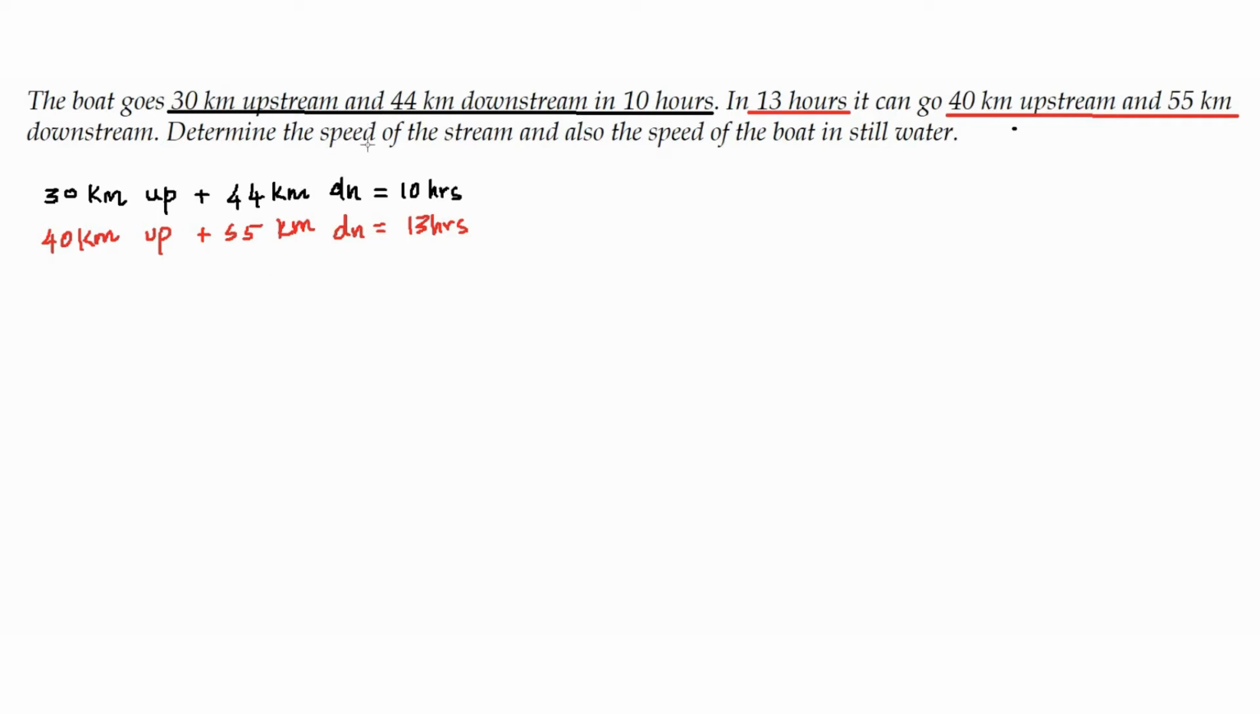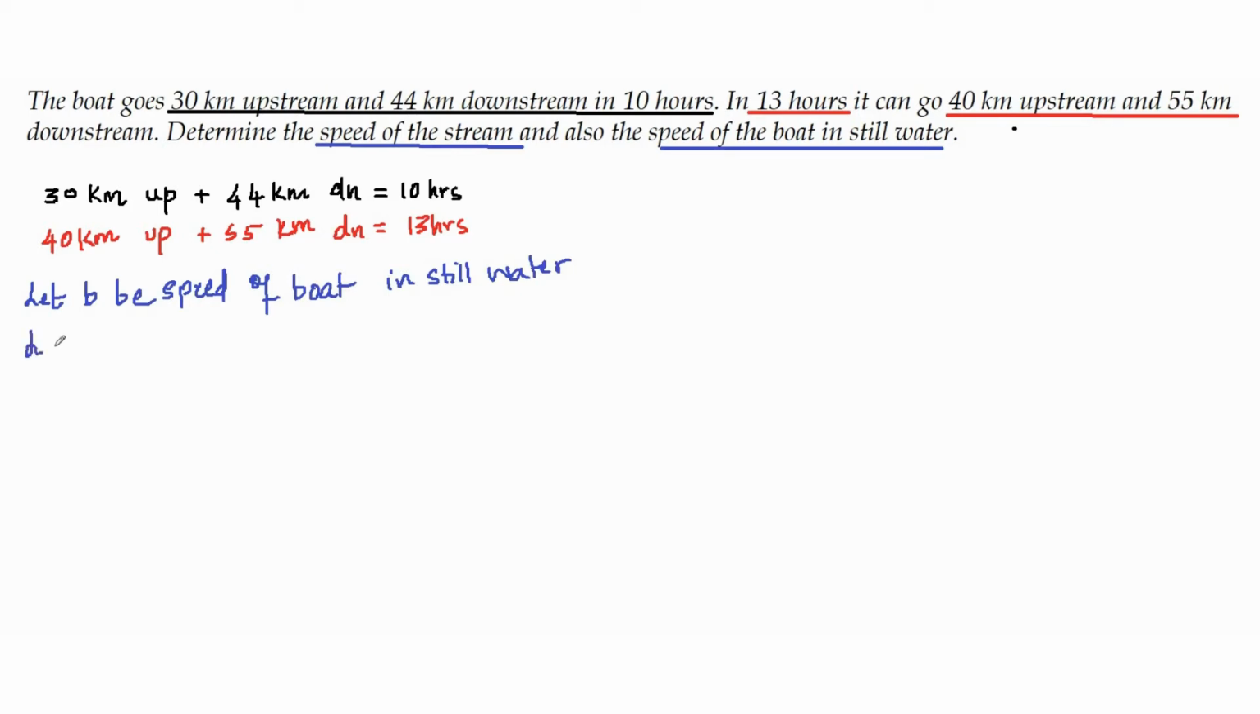Naturally, we have to pick these as the variables. So we have to find the speed of the stream and the speed of the boat in still water. So I would just take my variables now. Let V be the speed of the boat in still water, and let W be the speed of the stream. Okay. Now let's see the equations.